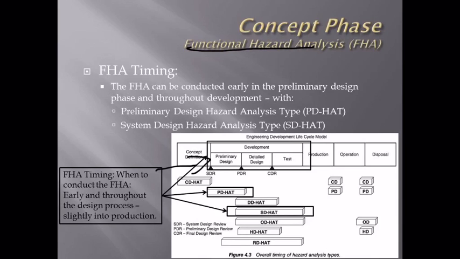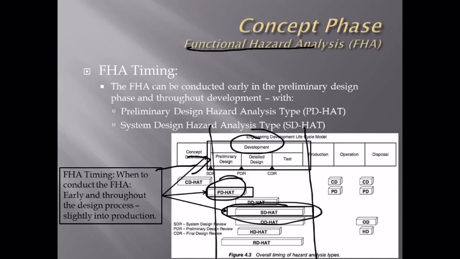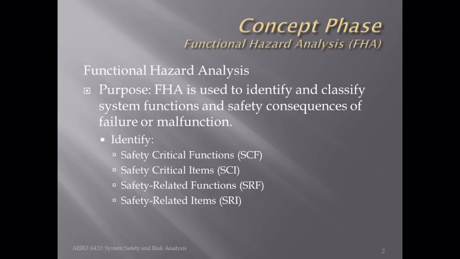Functional hazard analysis should be used during the development phase of the system life cycle. Generally, it's a technique used with preliminary design and system design hazard analysis types. It's when you know enough about the system to know some functions, but not so much detail as is required with some of the other techniques. At the end of the functional hazard analysis, the outputs, or the purpose of the technique, is to identify safety critical and safety related functions and items, and we talked about those in depth in the previous video.